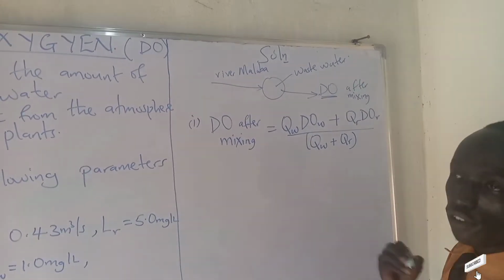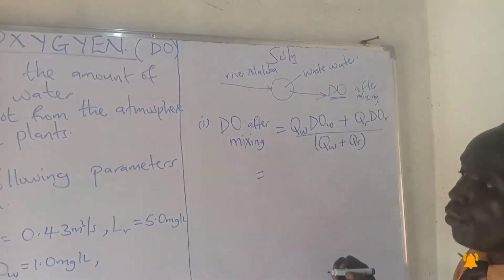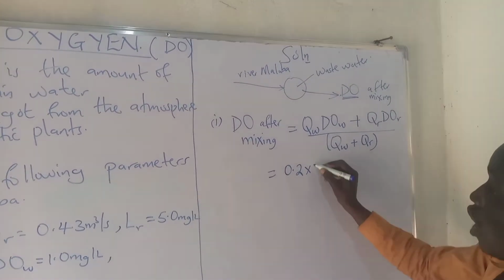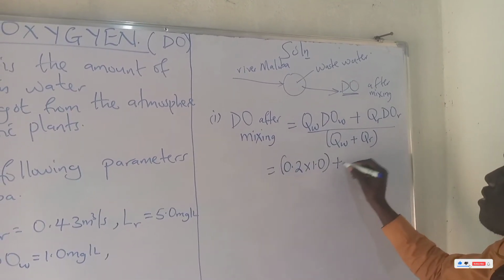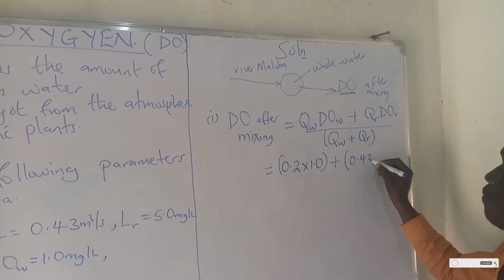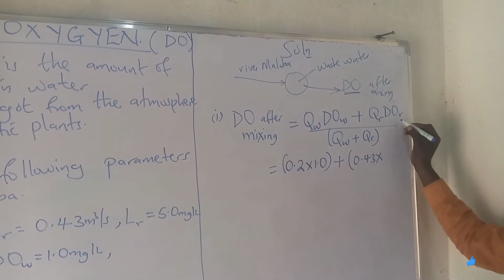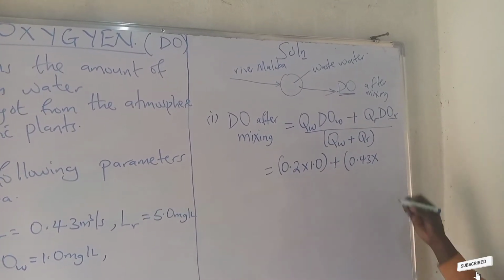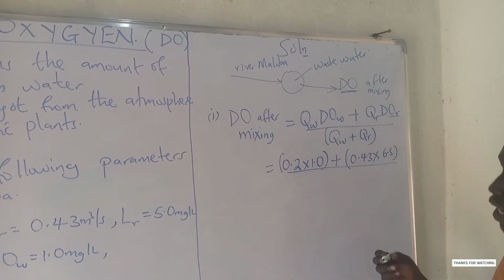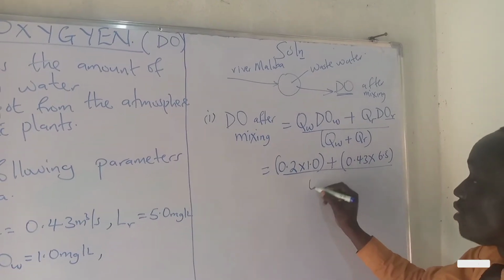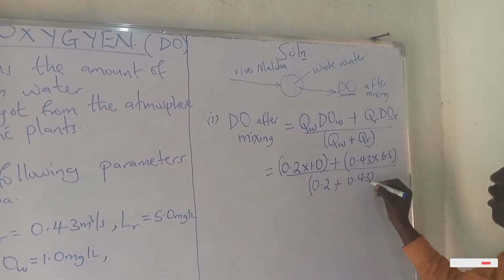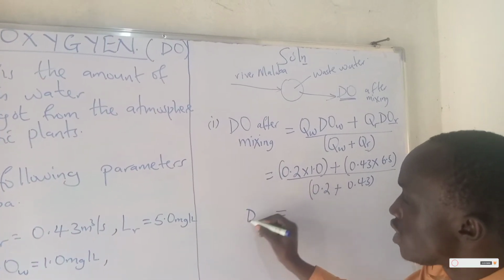So let's substitute. QW, the flow rate of the wastewater, is 0.2 times DOW, which was given in the question as 1.0, plus QR, the flow rate of the river, given as 0.43 times DOR, the dissolved oxygen of River Malaba, which is 6.5, divided by QW, which is 0.2, plus QR, the flow rate of the river, which is 0.43.